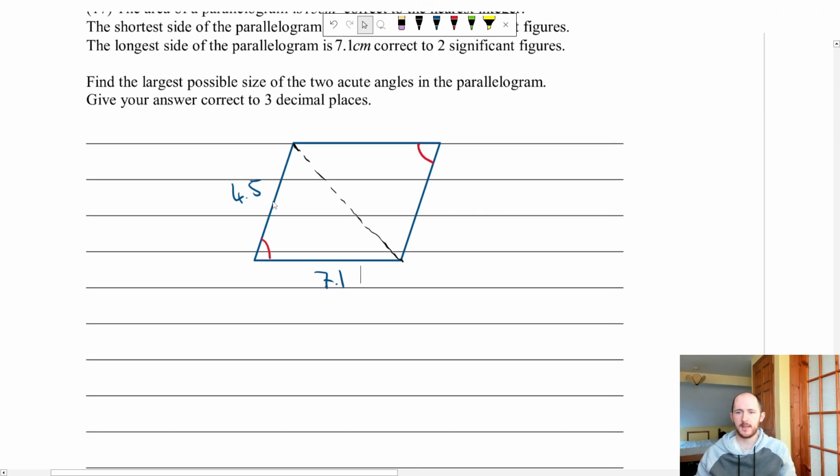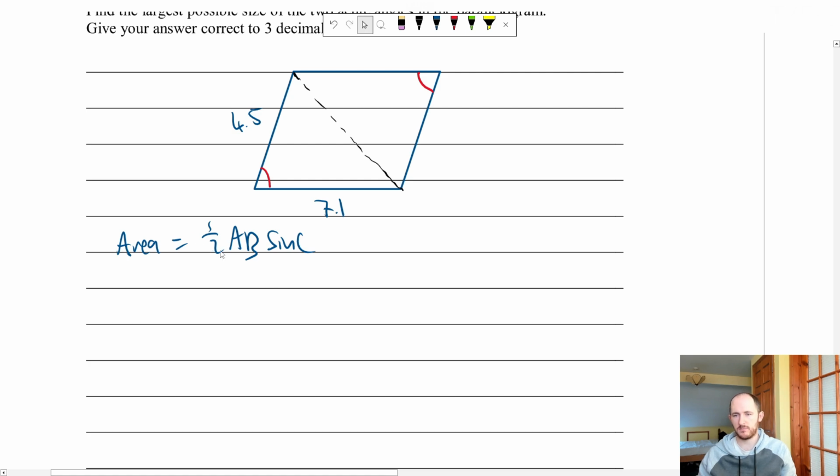Now, the area of a triangle is a half, these 2 sides, and then sine of the angle between them. It's half AB sine C. So if I write that out, half AB sine C, again, it's 2 sides and the angle between them. Now, what I want to do is rearrange for sine C. So that means it would be 2 times the area over AB equals sine C, because I'm trying to work out the angle.